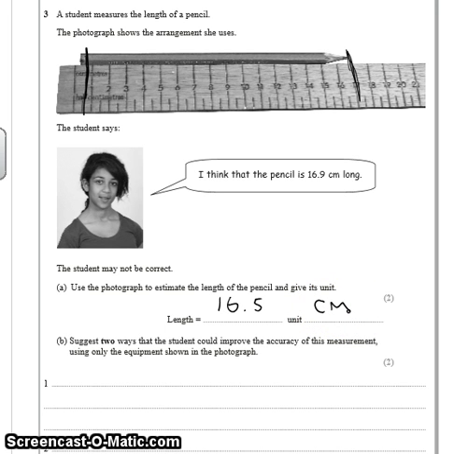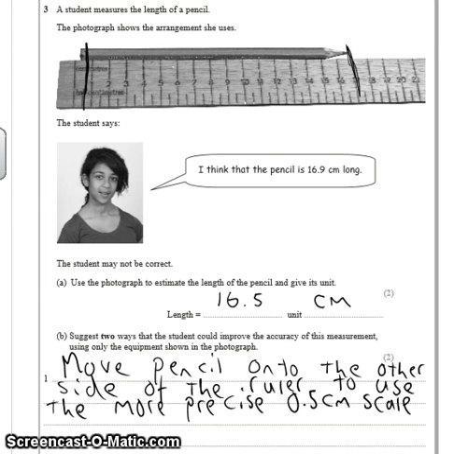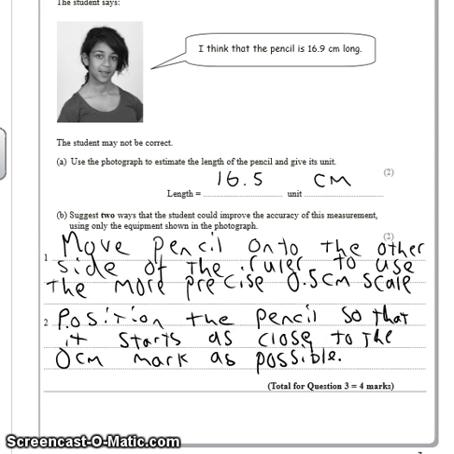Suggest two ways that the student could improve the accuracy of this measurement. Well, at present the pencil is on the centimetre scale side and not on the 0.5 centimetre scale. So what we could do is move the pencil to the other side of the ruler, to use the more precise 0.5 centimetre scale. The other thing you'll notice is that the pencil is not set at 0, so we've got a kind of zero error as we measure. So I'm going to say position the pencil so that it starts as close to the 0 centimetre mark as possible.